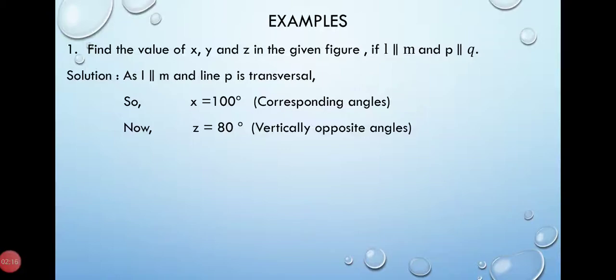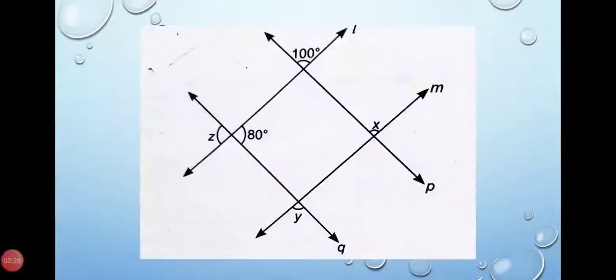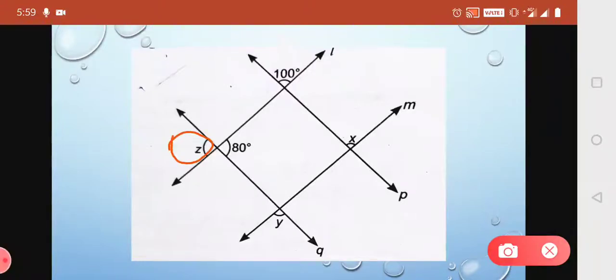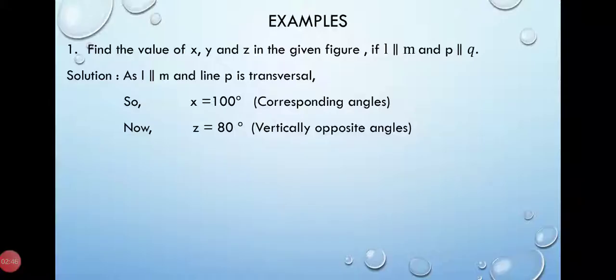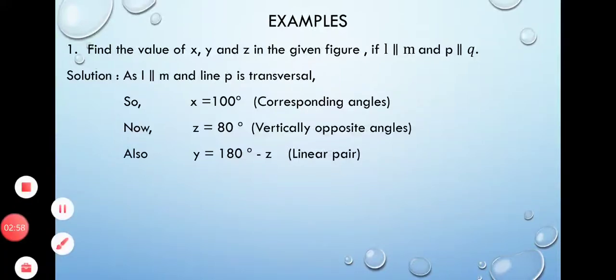Now z equal to 80 degree. Why? Because it is a pair of vertically opposite angles. Yes, in the figure it is clear that angle Z is equal to 80 degree because this is a pair of vertically opposite angles. Now for angle Y, also Y equal to 180 degree minus Z. This makes a linear pair. Let's see in the figure.